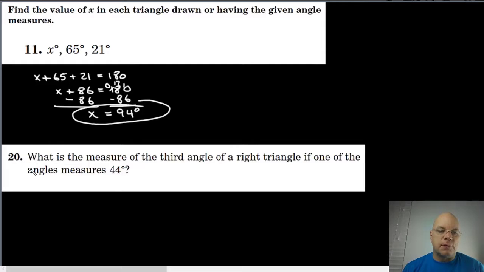The procedure to solve problem 20 is just like problem number 11. So try to do problem 20 on your own and then come back and see how you did.